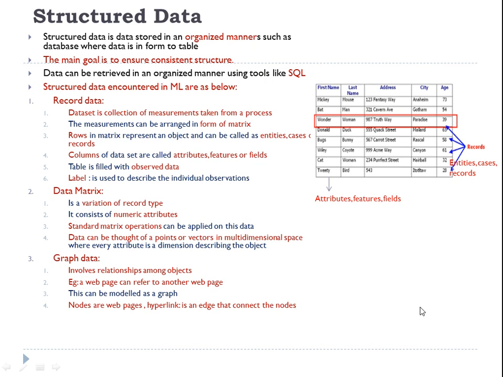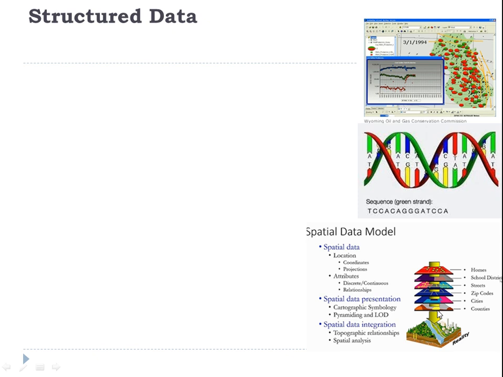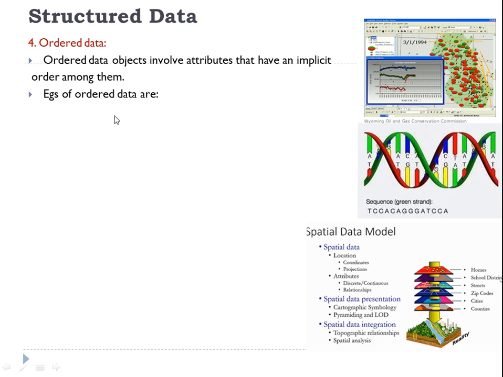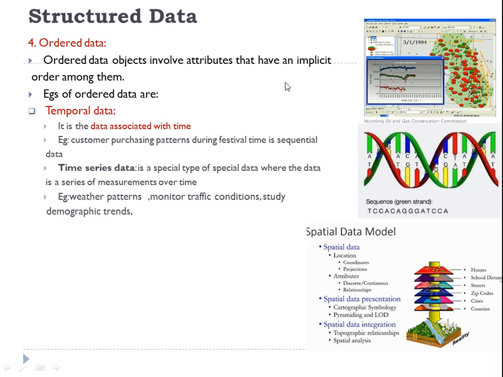So in machine learning, depending upon your work, you will be encountering such kinds of data sets: record data, data matrix, or graph data. Now there is another fourth type of structured data, which we call ordered data. Ordered data will have attributes which have some kind of order in them. As the word itself says, you need some kind of ordered information in that.